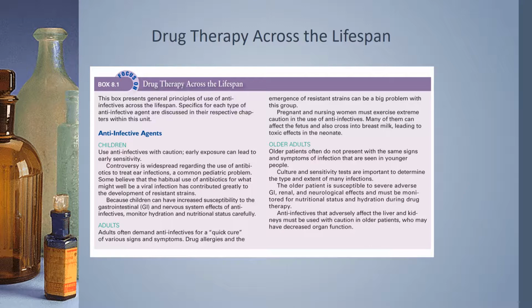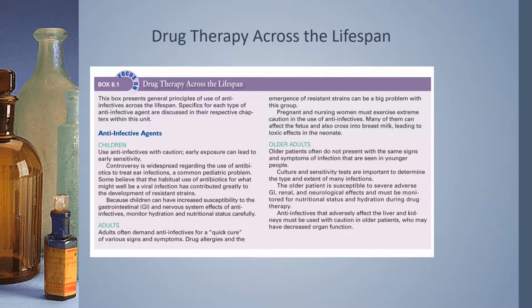In older adults, the issue is that infections present in an atypical fashion, so we don't see the exact same signs and symptoms that we would see in younger adults. With an older adult, it's more important to do culture and sensitivity tests to make sure that we know the type of infection we're dealing with, as well as what specific medication the infection would be responsive to.